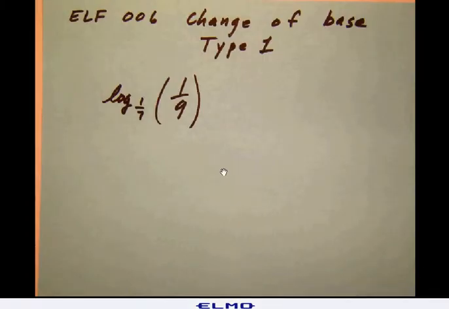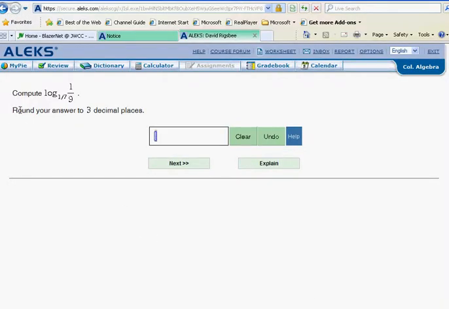We're going to have the logarithm to the base of 1/7 of the fraction 1/9, and then notice that ALEKS tells us one other hint. They want us to round our answer to 3 decimal places. Now when they say that, what they're telling us here is our answer is not going to come out to be a nice number.